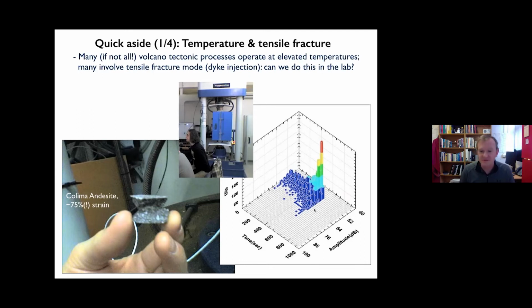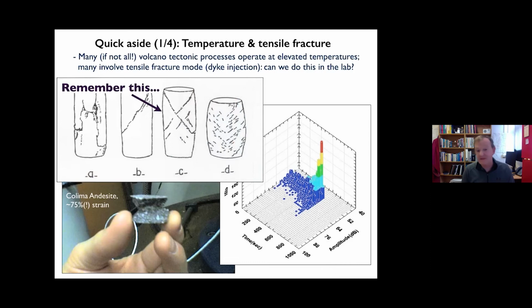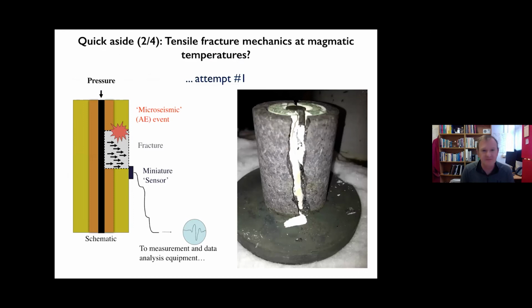Here's the acoustic emission response due to the fracturing of a Colima andesite from Mexico. And if you remember this example from the beginning of the talk, we have a conjugate shear fracture. This is in the brittle regime. It doesn't look completely dissimilar to the sample I'm holding just up here of the very well deformed, 75% strain or whatever, and quenched sample of Colima andesite. So maybe there is space for this kind of experiment.